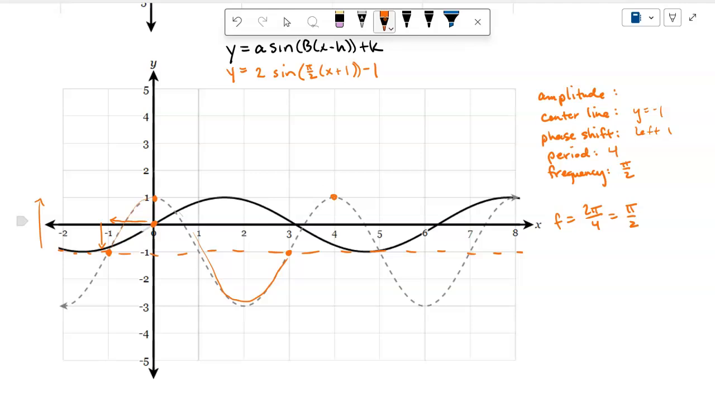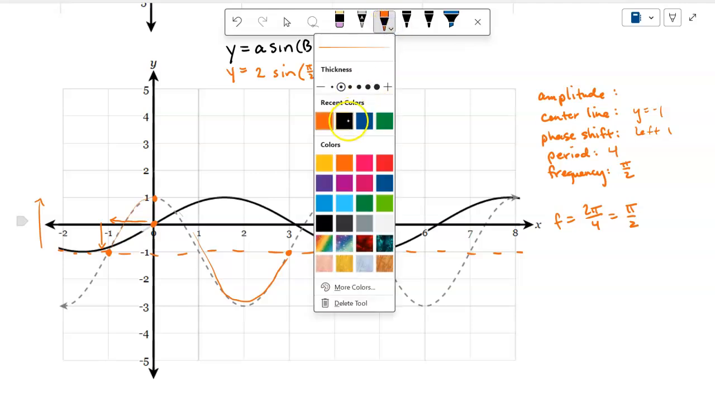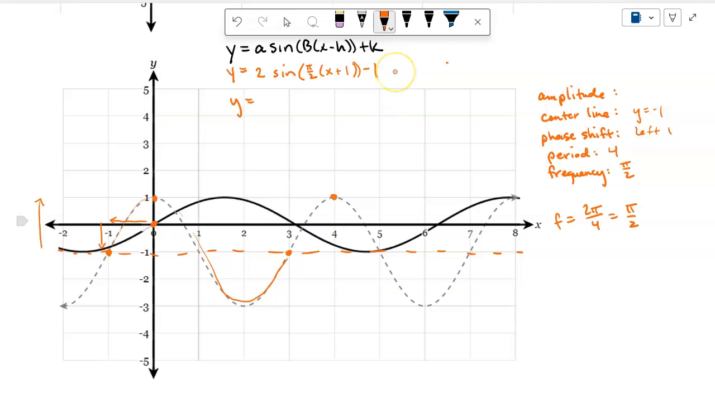So I mentioned before that we could also write this as a cosine function. If we wrote this as a cosine function, it would just look like this. We would still have the same amplitude. It would still have the same vertical shift, but our horizontal shift goes away, and the frequency also stays the same. So our cosine function looks like that.